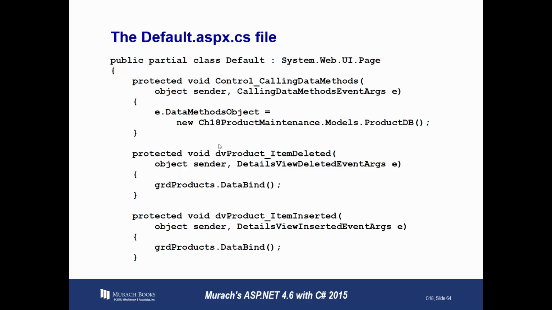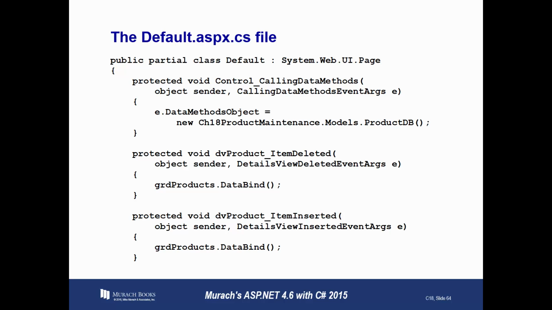Now, in the book on pages 682 and 683, they show the code behind file for the default.aspx page, and you see virtually all of it here. There's a little more on the next page. So this first event handler is for the calling data methods event of the grid view, details view, and drop-down list control. This event handler creates an instance of the product DB access class, then assigns it to the data methods object property of the calling data methods event args object passed into the event handler. In that way, the control knows where to find the select or update or delete or insert methods that they need.